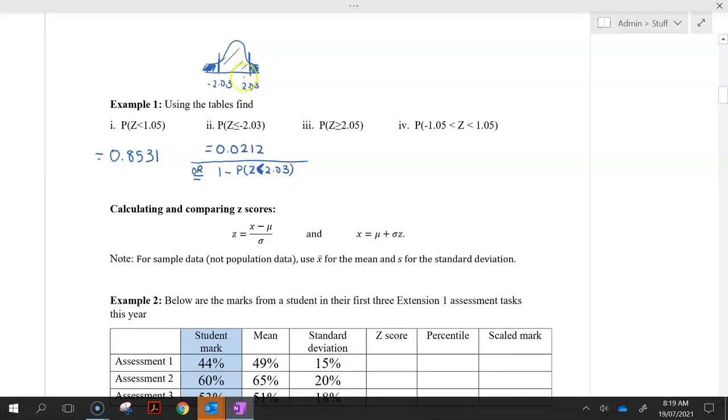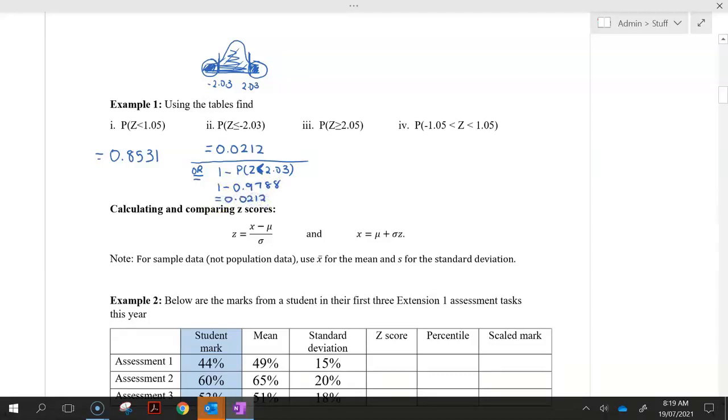So your Z-score will give you this in the table, and so 1 minus it gives you this, which is the same area, same region as that. So if you grab your table and look up 2.03, I'm a bit sick of going back and forth, you should see 0.9788. So we would do 1 minus 0.9788 and we get the same answer.